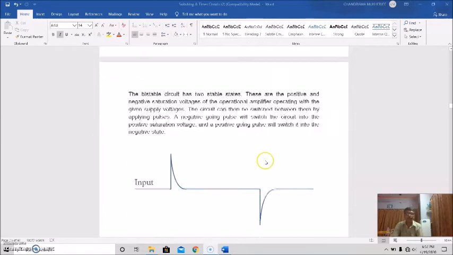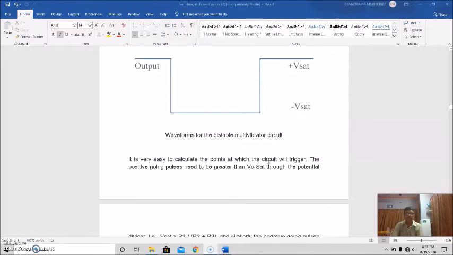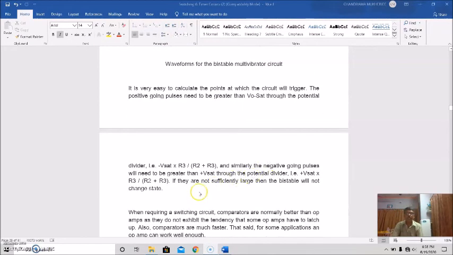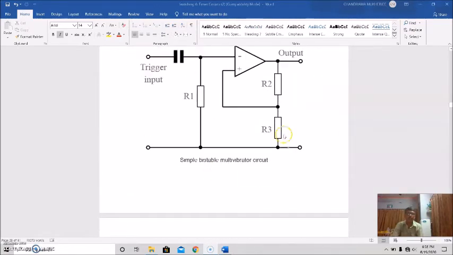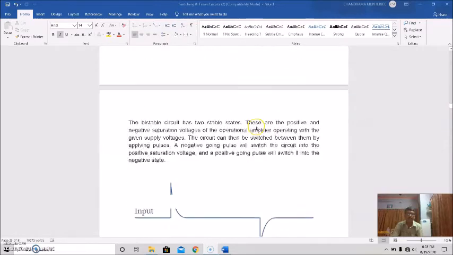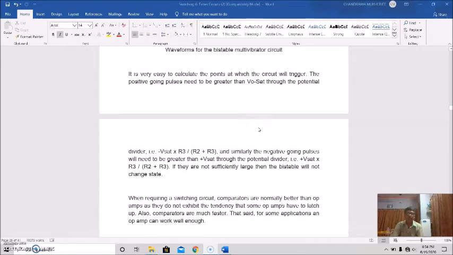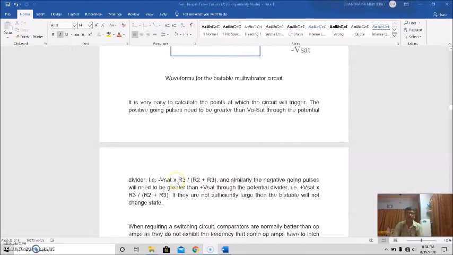So we can write the negative saturation voltage times R3 by R2 plus R3. Actually, this is the beta part. And similarly, the negative going pulses will need to be greater than the positive saturation voltage through the potential divider. That is, positive saturation voltage multiplied by R3 by R2 plus R3.